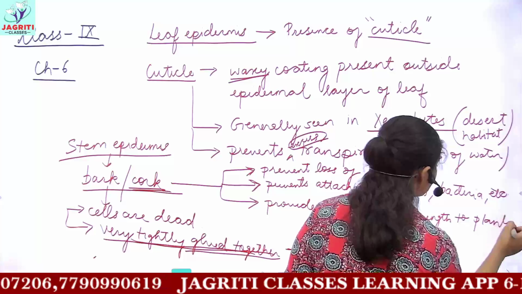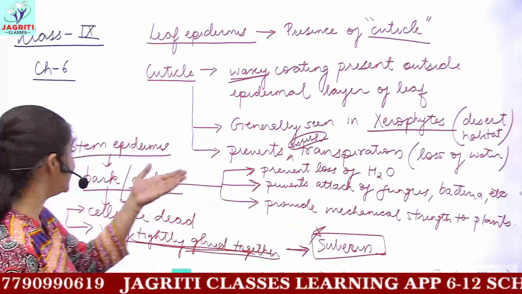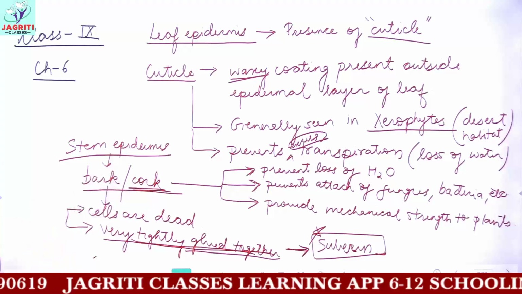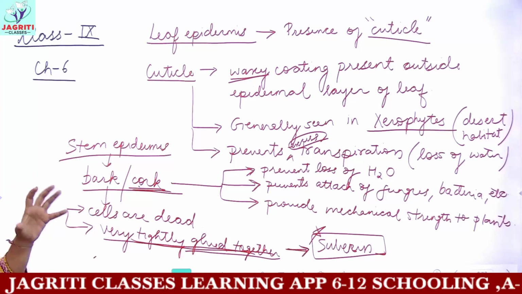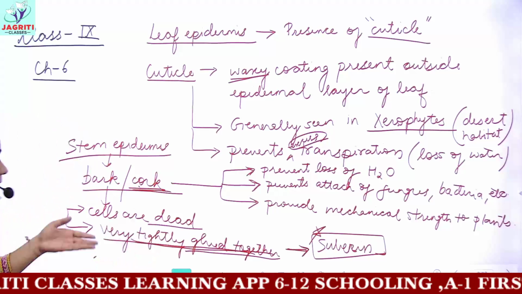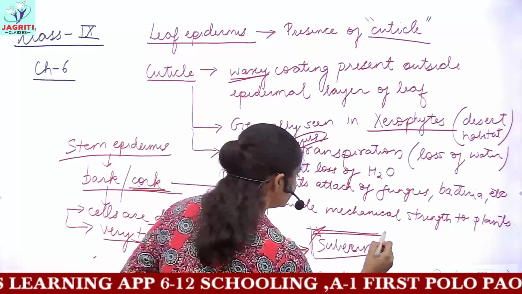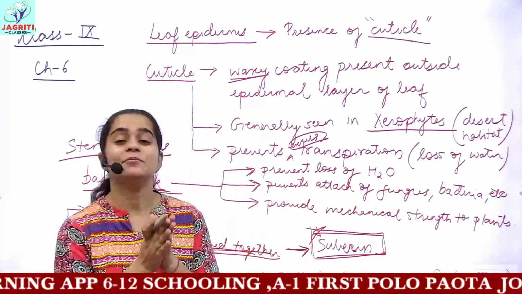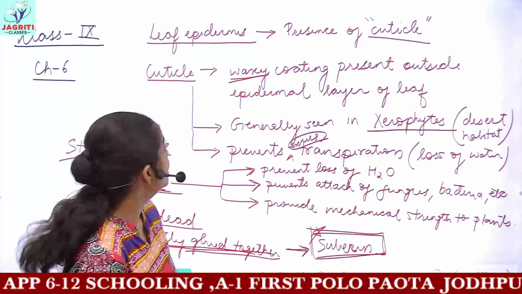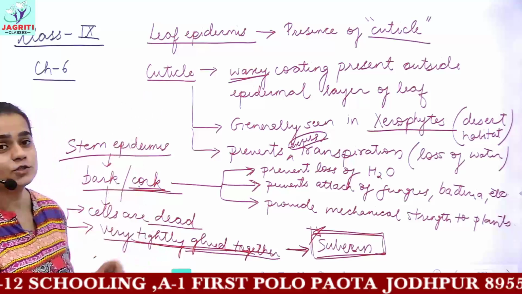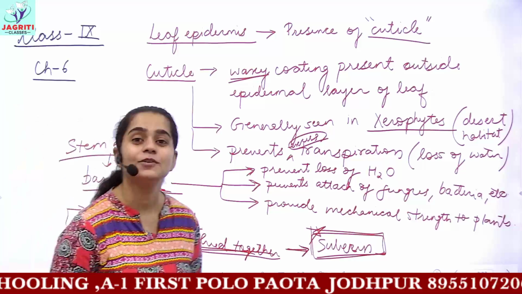So this is the role, or the different functions, carried out by your bark cells or cork cells. The structural features are that these cells are dead and very tightly stuck together, or glued together, and the pigment which joins them together is known as suberin. So these were some points regarding your previous video lecture.